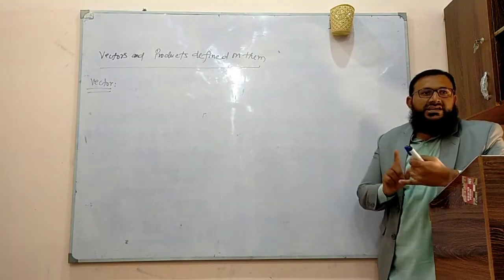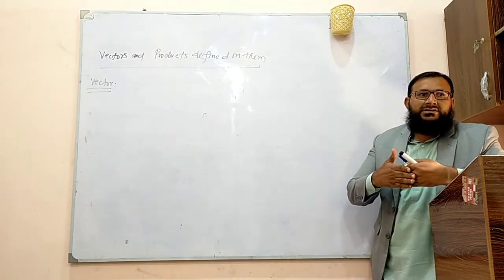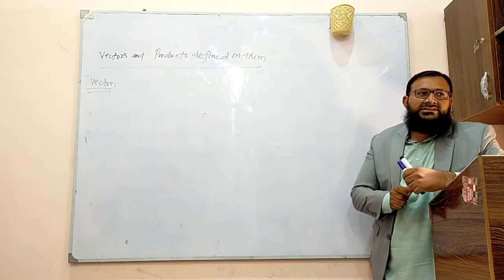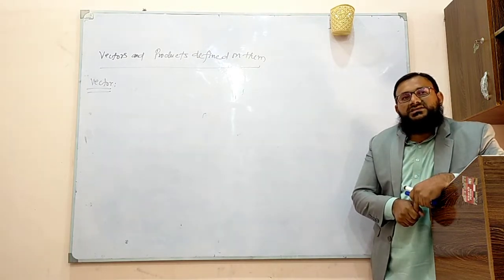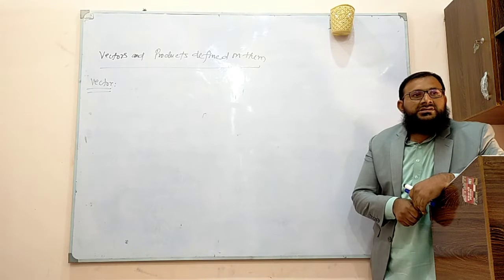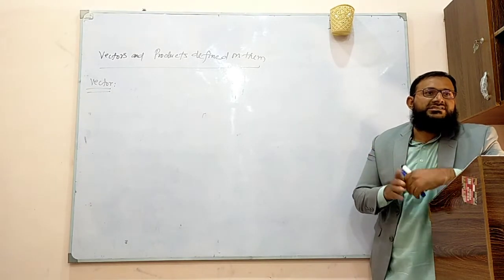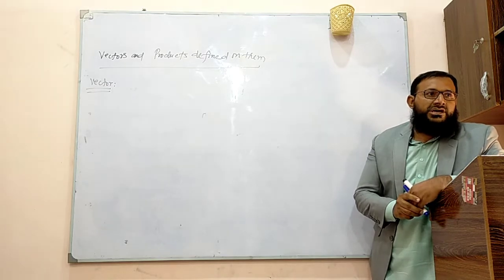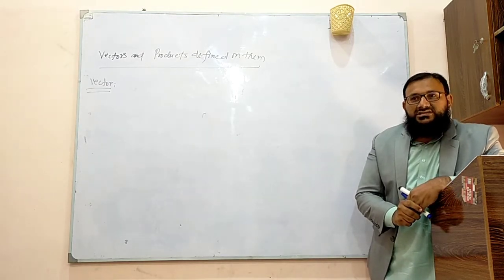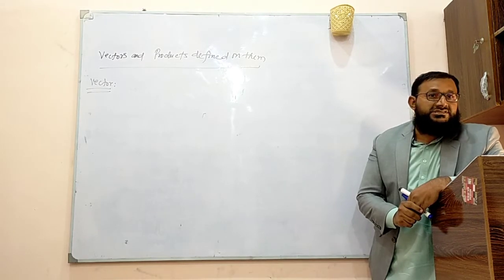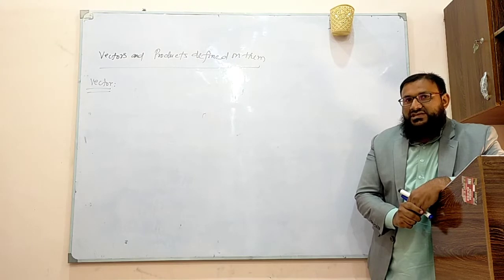A vector has magnitude. Magnitude means length. The length of a vector is something that is preserved. What do I mean by this? You cannot change the length of a vector in whatever coordinate system you are in. Whether you translate your coordinate system or go to some other coordinate system, the magnitude of your vector is going to be preserved.